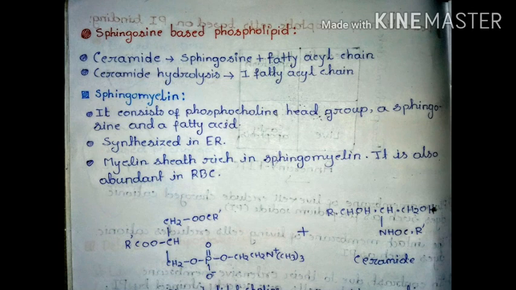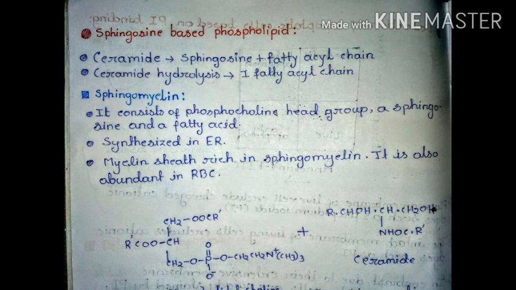Now we discuss the topic of sphingosine phospholipid. In an earlier video we discussed glycerol-based phospholipid. The difference between sphingosine-based phospholipid and glycerol-based phospholipid is that in glycerol-based phospholipid, glycerol is present, with the fatty acyl chain and phosphate group attached to the glycerol. In sphingosine-based phospholipid, the fatty acyl chain and the phosphate are attached to the sphingosine, which is also an alcohol.